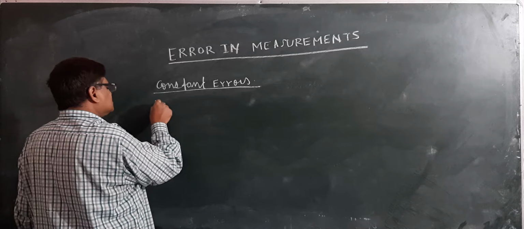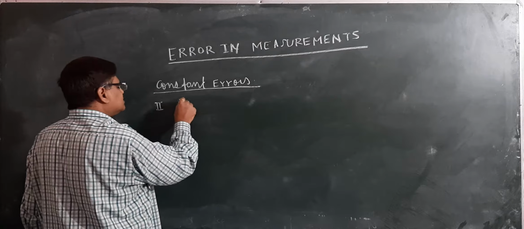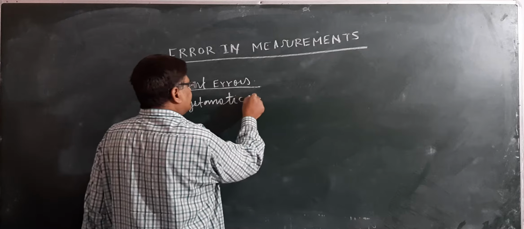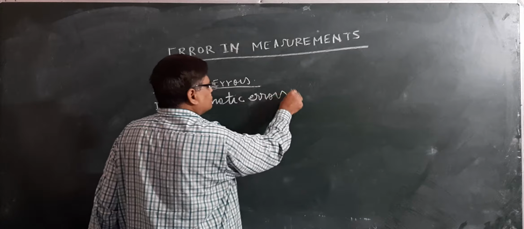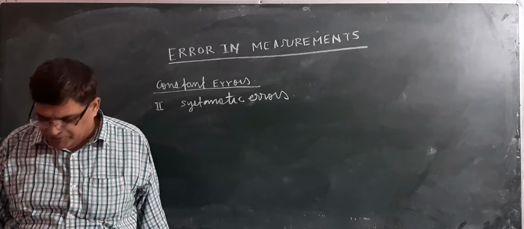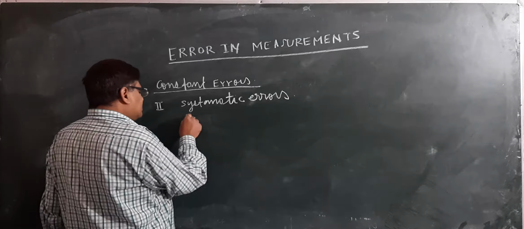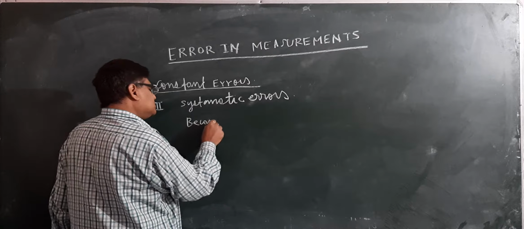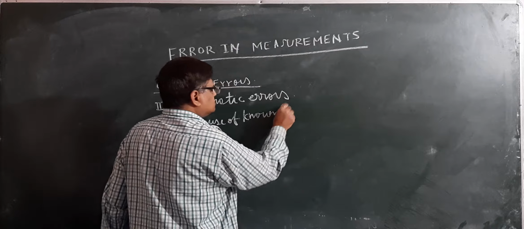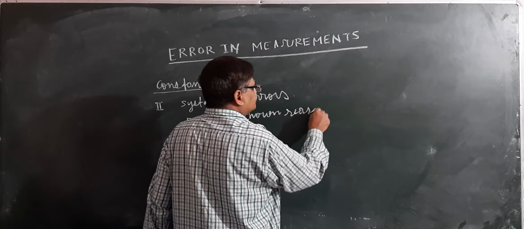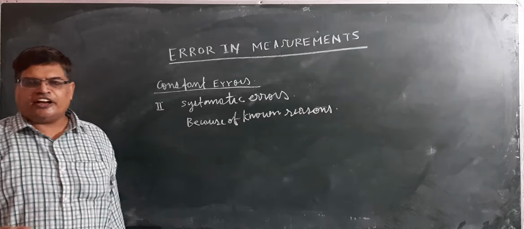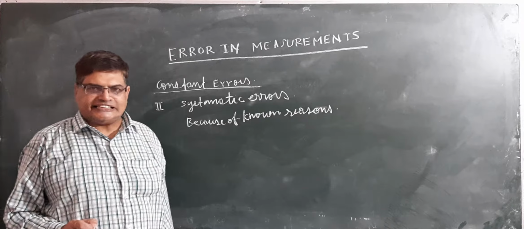So next one is systematic errors. Now these systematic errors are because of some known reasons. And it is possible to eliminate those reasons.